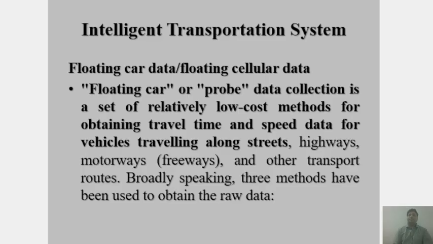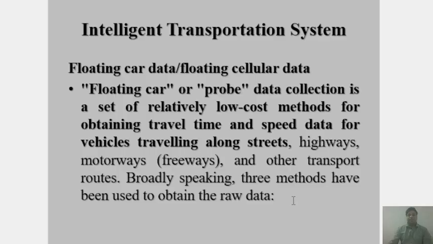Next, let us see what is floating car data or floating cellular data. So what is this floating car? A floating car is nothing but a probe vehicle which is used for data collection. It is a relatively low cost method for obtaining travel time and speed data. So in this floating car method, we are able to obtain what is the travel time from location A to location B, and at what speed the vehicle is moving on the streets, highways, freeways and other roads.